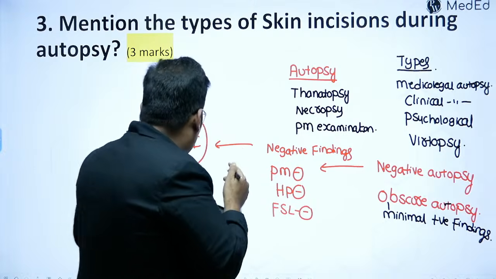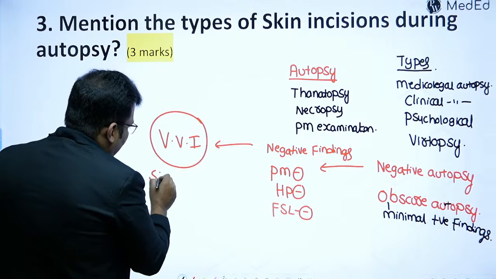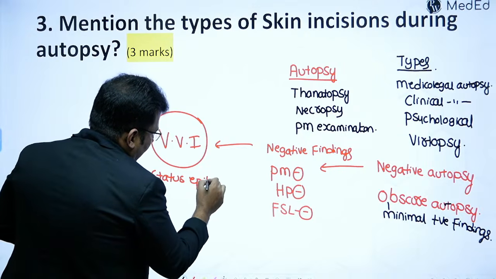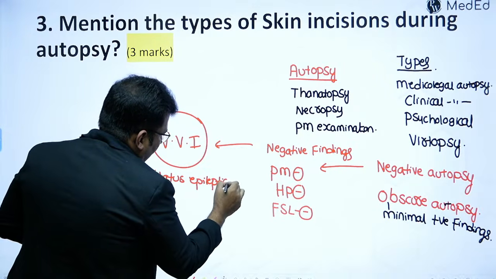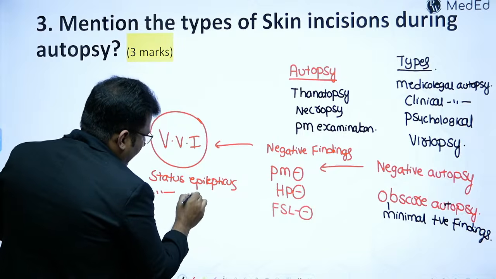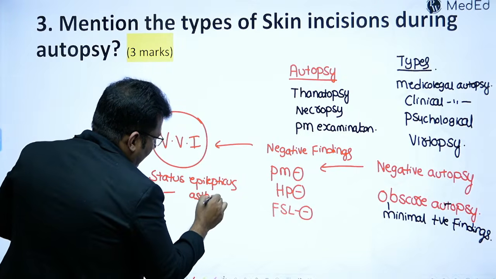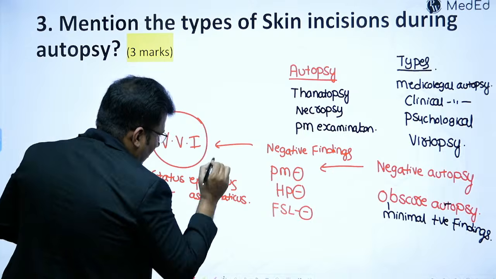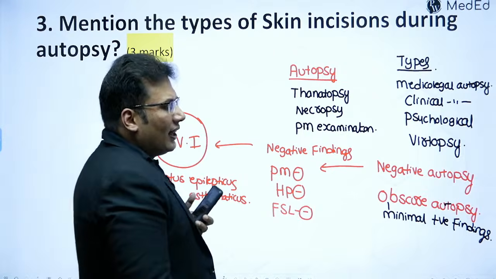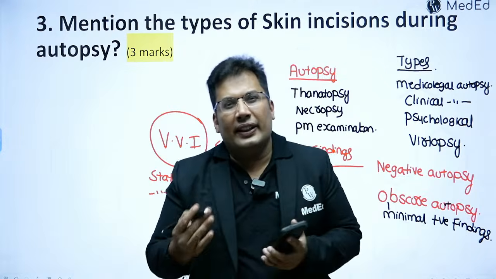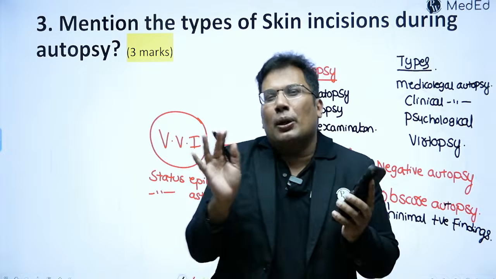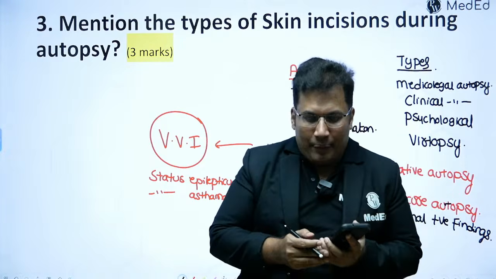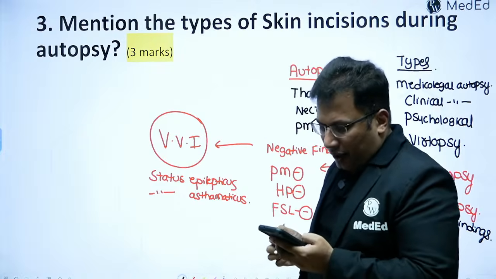Okay. So status epilepticus, and status asthmaticus. So all these are negative. In obscure autopsy, it is like a negative autopsy only. There are some minimal positive findings, but that is not suggestive of any cause of death. Okay. Now come back to the question.